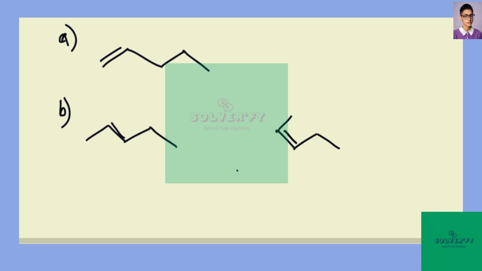So if I wanted to name these two structures, this one is going to be E-2-pentene, and this would be Z-2-pentene.